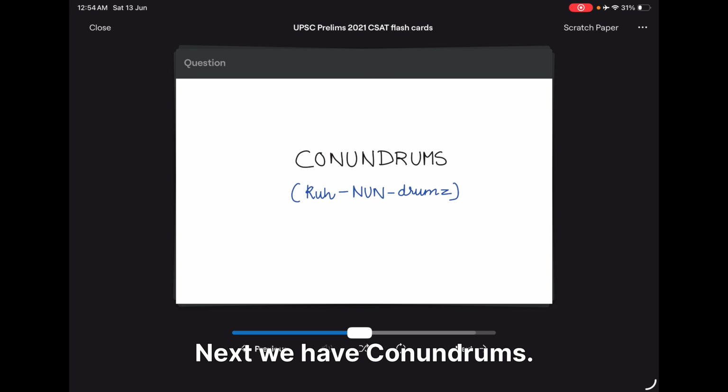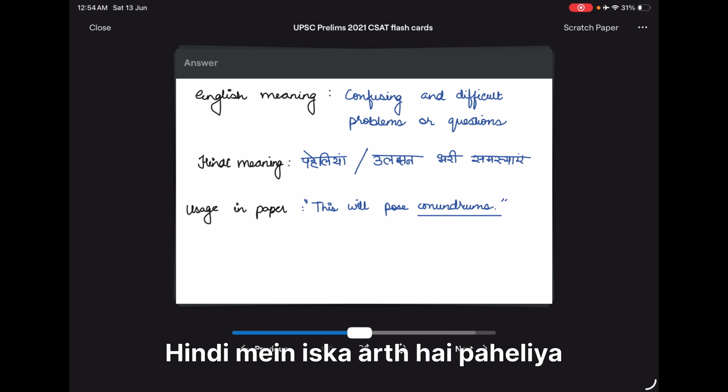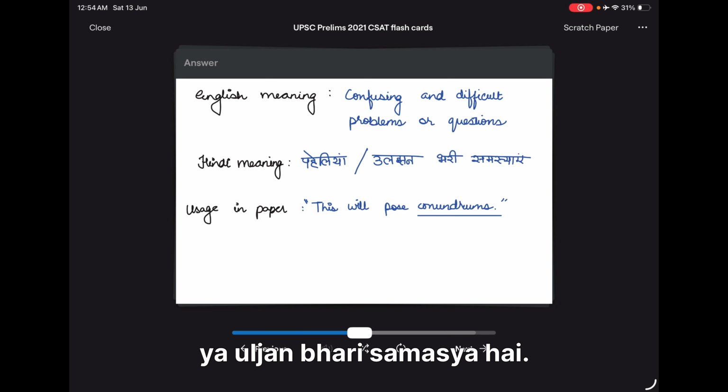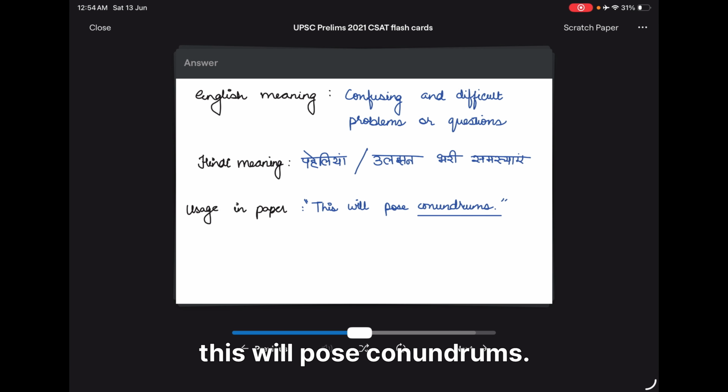Next, we have conundrums. Conundrum means confusing and difficult problems or questions. हिंदी में इसका अर्थ है पहेलियां या उलझन भरी समस्याएं. In the paper, it was used in the following sentence: this will pose conundrums.